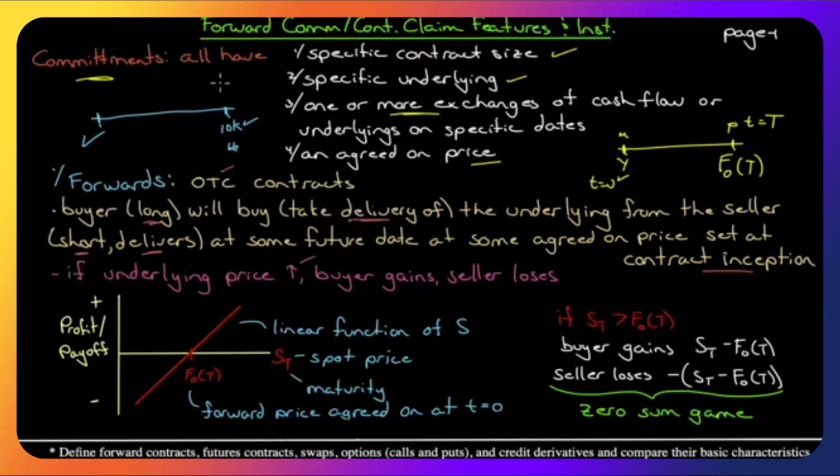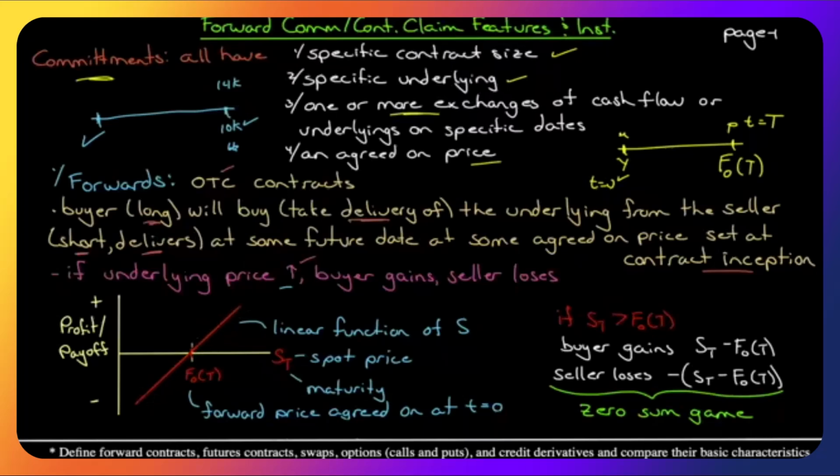But let's say that your car in the future is worth $14,000 and not 10. Well, I only pay 10. You could have gotten 14 on the open market, but that's the deal, right? So if the underlying price increases from the time you enter into a forward contract to the time that delivery happens, the buyer gains. If the underlying price falls, the buyer loses.